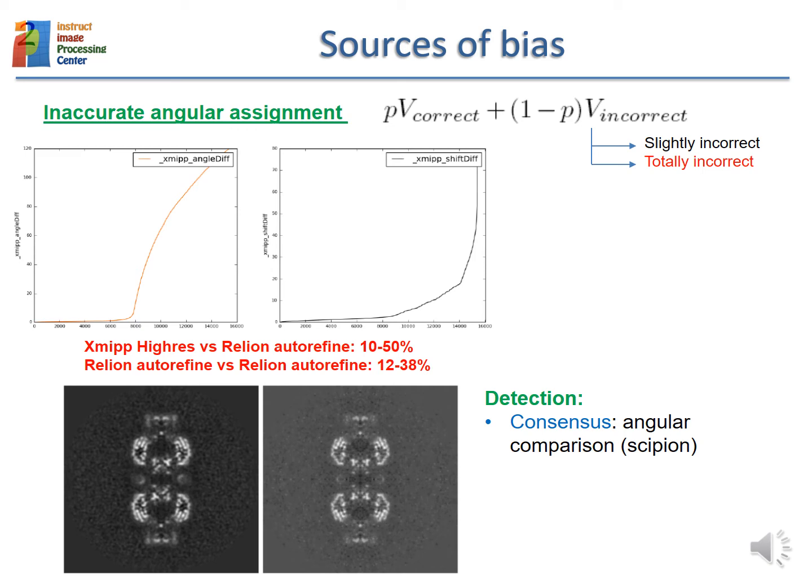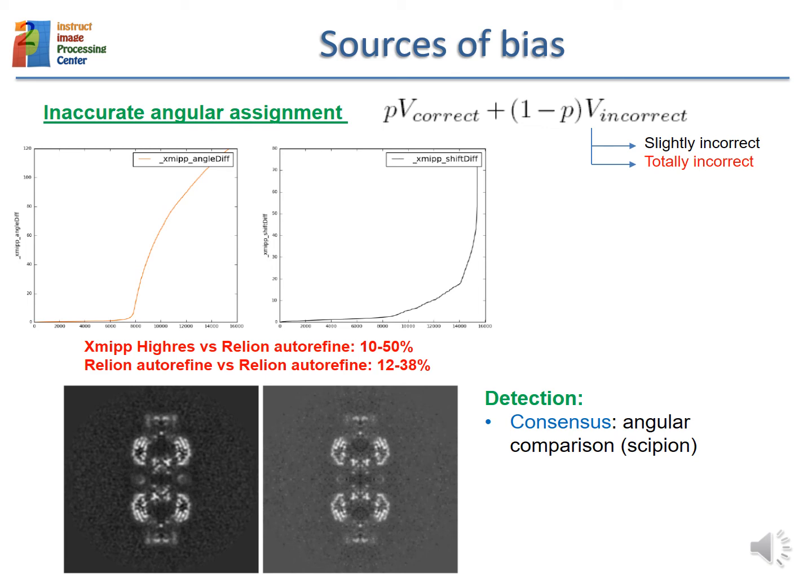You may do an angular assignment with Xmipp high-res and with Relion auto-refine. When you compare the two, and here I'm comparing the two for this protein, you would see that half of the images agree with the direction, but the other half don't agree. I don't mean that Relion is wrong or Xmipp is wrong, but one of the two has to be wrong, because they cannot be right at the same time if they disagree in the angular orientation. The same happens for the shift. And this disagreement can go, depending on the protein, between 10 to 50% of the images.